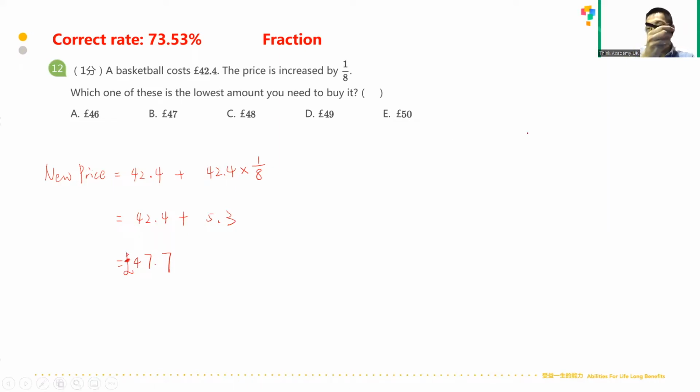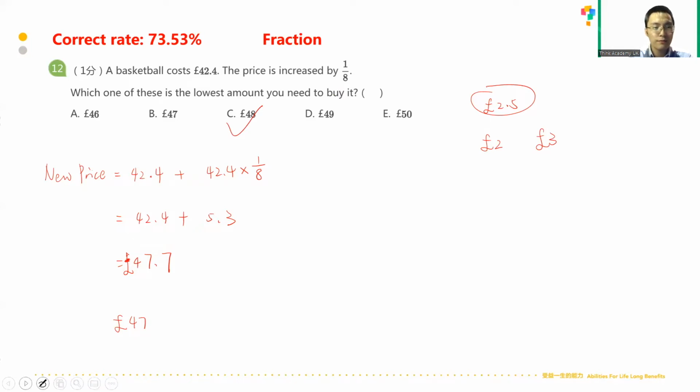And here is another question. Say I have a pen in my hand and the pen costs 2.5 pounds in the shop. If I give the seller 2 pounds, will he give me the pen? Obviously not, right? Because it's less than the amount I should pay. So the lowest amount I need to buy this 2.5 pound pen is 3 pounds. So we have to move up. We have to be more than the amount we need. This is the same story. Should we use 47 pounds as our correct answer? No, because if we give the seller 47 pounds, we don't get the 47.7 pounds basketball. The lowest amount we need to buy it is 48 pounds. That's why C is the correct answer.